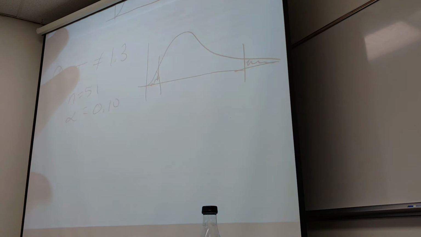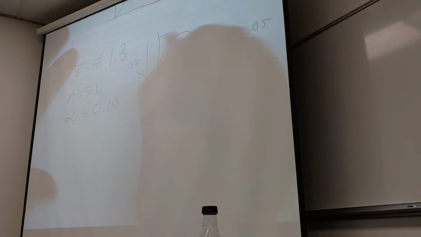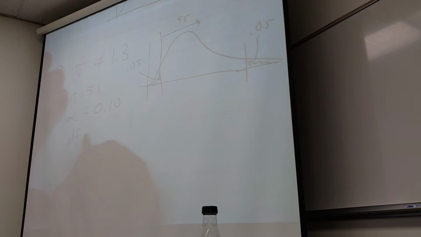So there's my rejection region there, right? The regions. How much is in each? 0.05. 0.05. I like it. So how much is above this? 0.95. What's my degrees of freedom? 50. All right, let me just give a second, just make sure everybody got those right.